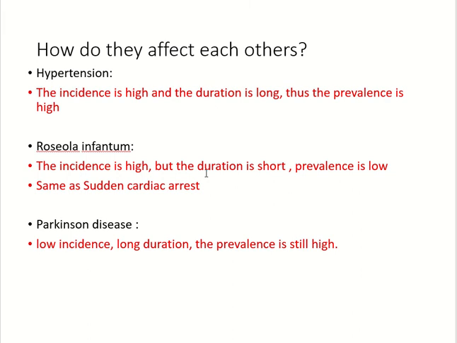Same thing as sudden cardiac arrest. At any point in time, if you come and you measure, it will be low, of course, for a point prevalence. Parkinson's disease: the incidence is low, but the duration of the disease is long, and therefore the prevalence becomes high.